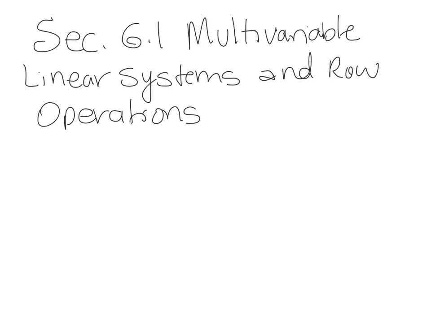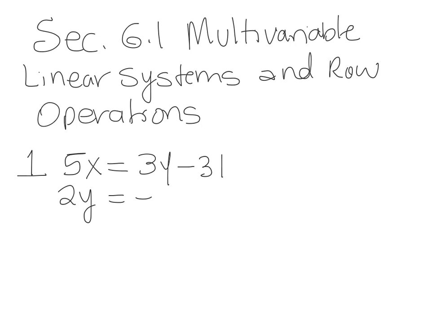Okay, so problem number 1, we're supposed to do numbers 1 through 5. So let me help you with number 1. Problem number 1 reads 5x equals to 3y minus 31 and is 2y equals to negative 4x minus 22. So first of all, we need to set it up as a system of equations, first the x's and then the y's and then the solutions.